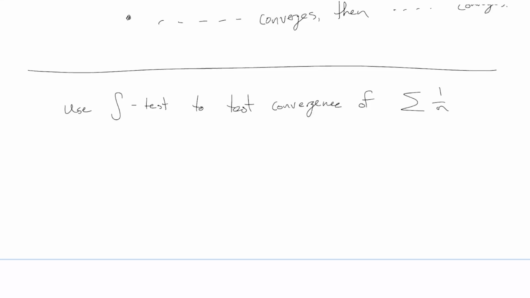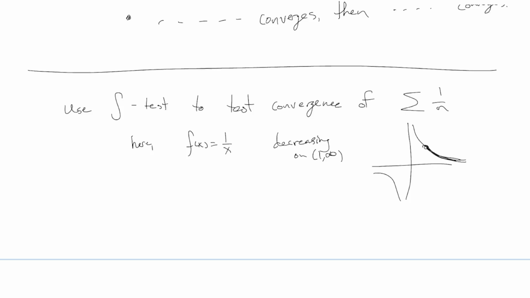We want to test the series 1 over n. So you turn this into a function. Here our function would be f of x equals 1 over x, right? You note that this function looks like that. It really is decreasing on the interval 1 to infinity. Over here is all I care about. This is indeed a decreasing function. Actually, it's decreasing everywhere, but we don't need it to be decreasing everywhere. That means we may use the integral test. So the series convergence is the same as the convergence of the integral from 1 to infinity of 1 over x dx.